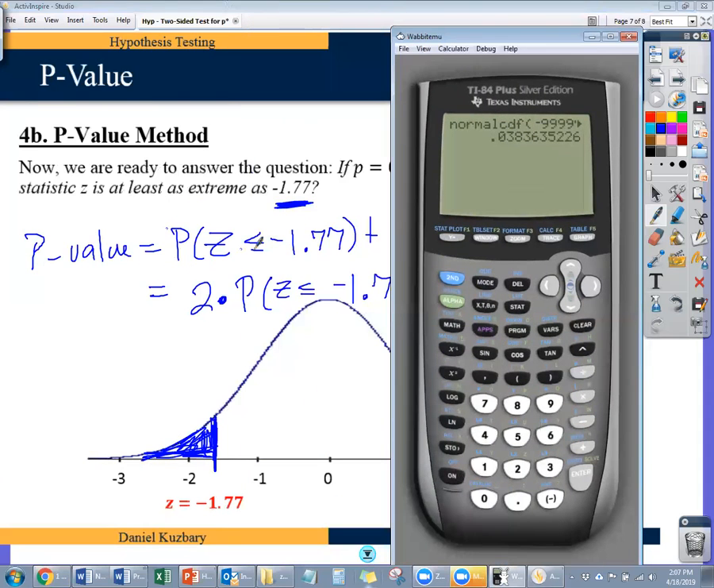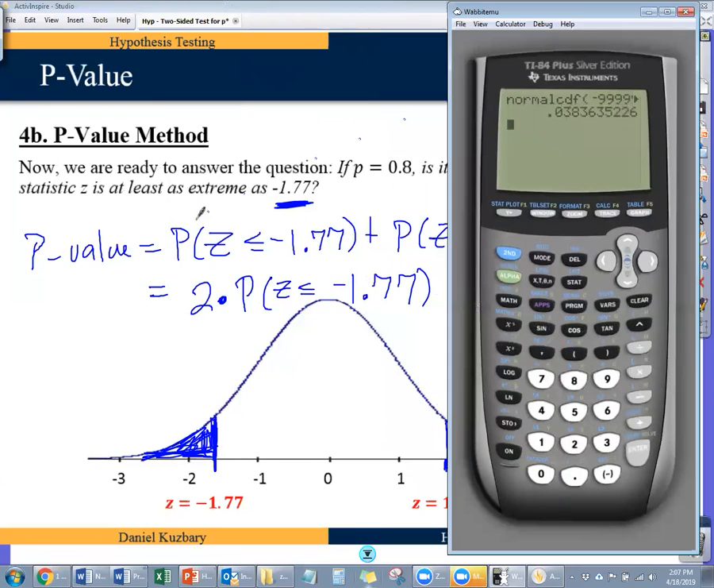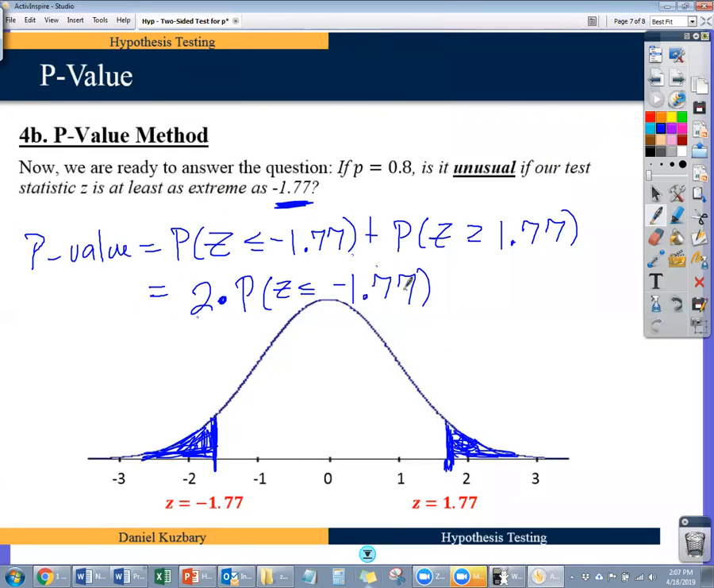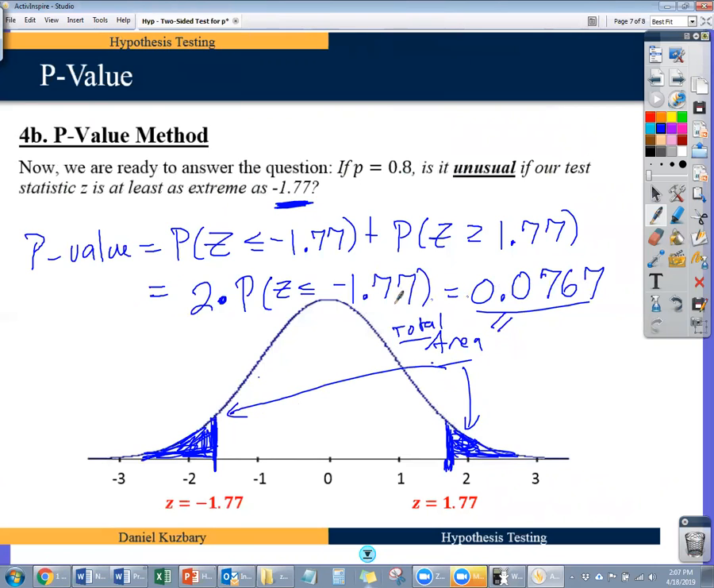So I just found this thing. Now I'm going to double it just to add the right region. So I'm going to take my answer, multiply it times 2, and I get 0.0767 as my p-value. So the area of both of these things is equal to that number, the total area. And that's my p-value. All the same thing. The p-value is those areas right there together.